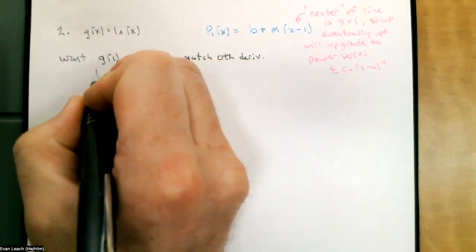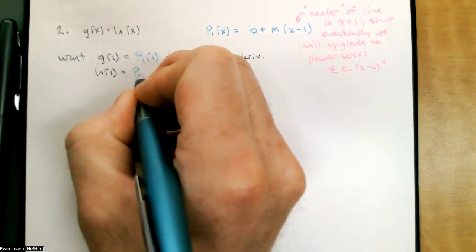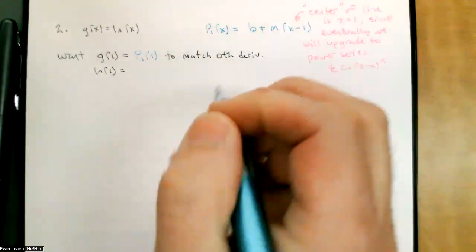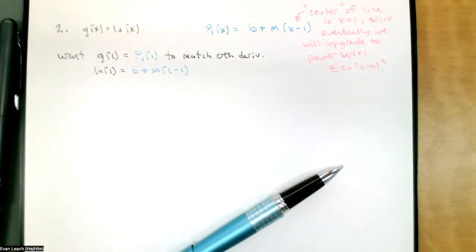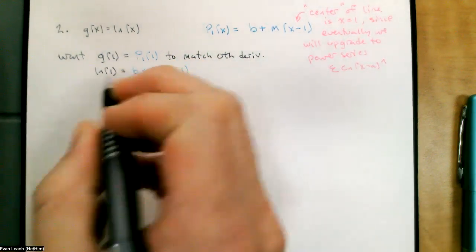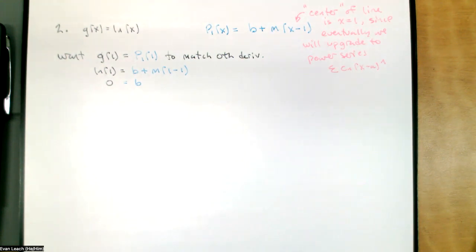So g of 1 will be natural log of 1, and I want this to equal p1 of 1. Oops, I'm supposed to be filling it out. Clearly thinking about the future I am right now. Also, look how convenient it is for us when I plug in 1, if I center the line at 1 in the point slope form, rather than trying to mx plus b things all the time. Natural log of 1 is equal to 0. And b plus m times 1 minus 1 is equal to b.